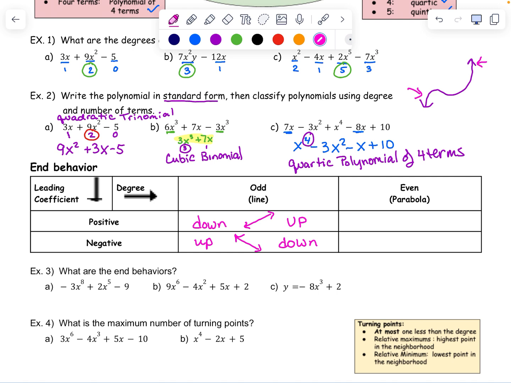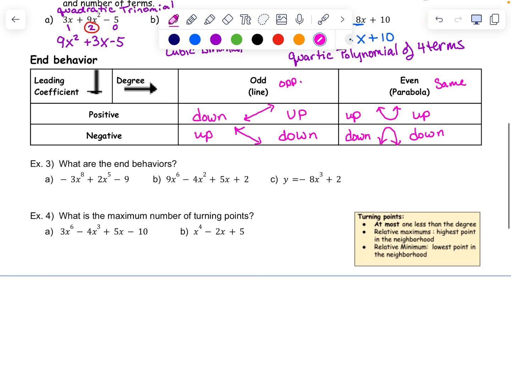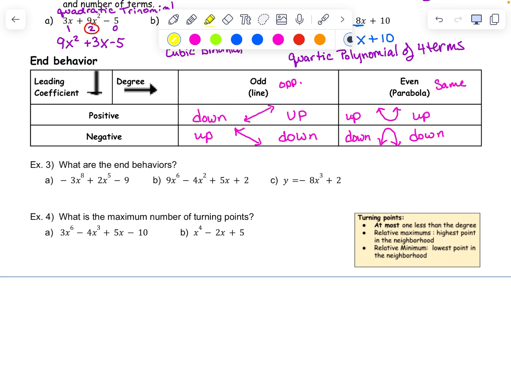Okay. Even is like a parabola. And we know that if a parabola has a positive leading coefficient, that it's going to be looking like this. So that would be on the left, it would be going up, and on the right, it's going to be going up. And likewise, if a parabola has a negative leading coefficient, the number in front of the squared term, it's going to be going down on the left and down on the right. So basically, even goes the same direction and odd goes the opposite direction.